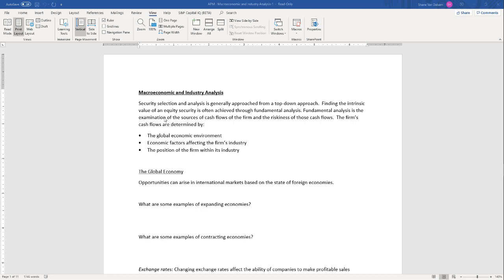Fundamental analysis is the examination of the sources of cash flows of the firm and the riskiness of those cash flows. The firm's cash flows are determined by the global economic environment, economic factors affecting the firm's industry, and the position of the firm within its industry.